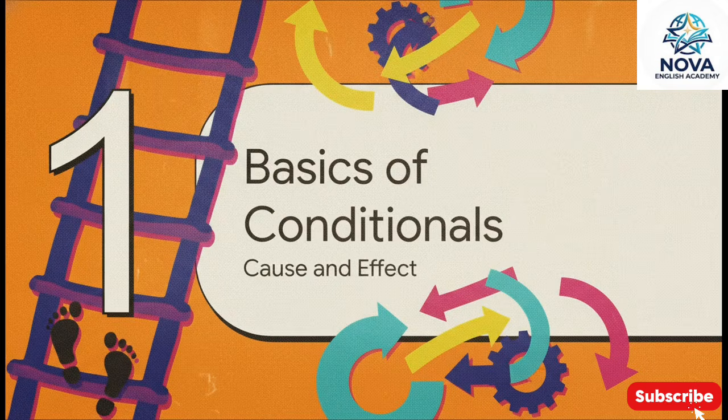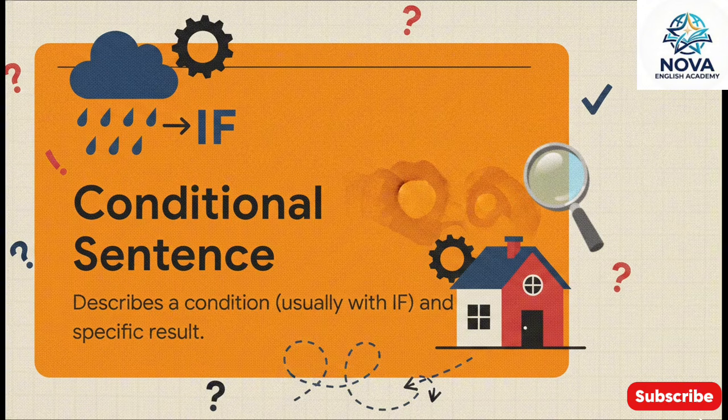All right, section 1, the basics of conditionals. This is all about cause and effect. Before we even step onto that ladder, let's get completely clear on what a conditional actually is. At its core, it is literally just cause and effect. You're describing a condition, almost always starting with the word if, and then you're stating the specific result of that condition. Think of the absolute classic example.